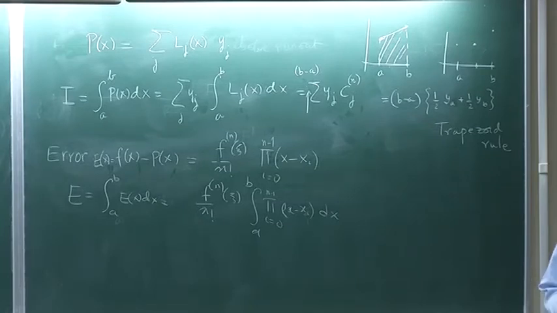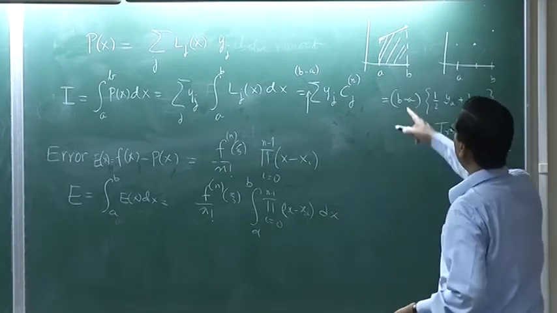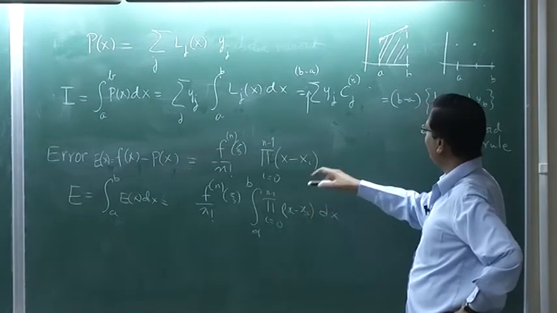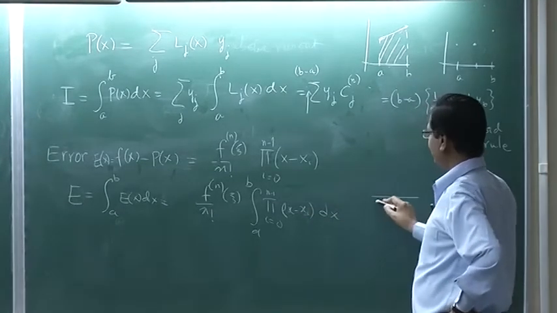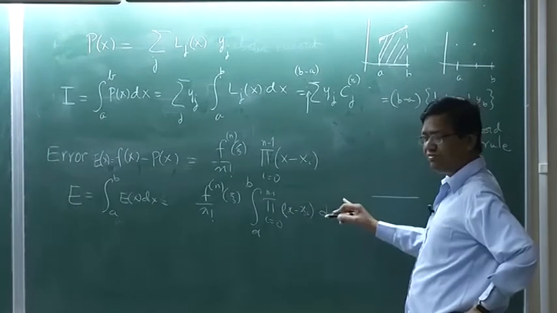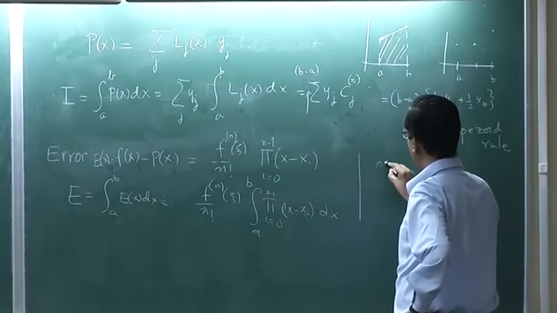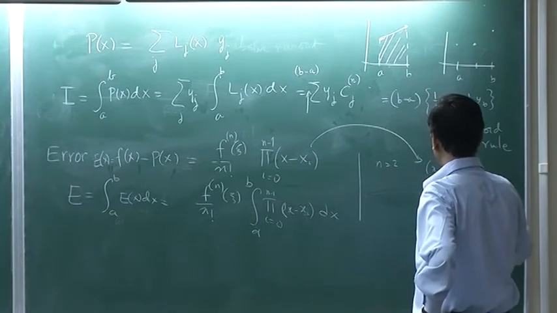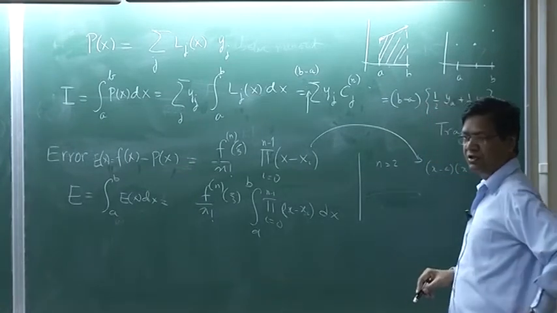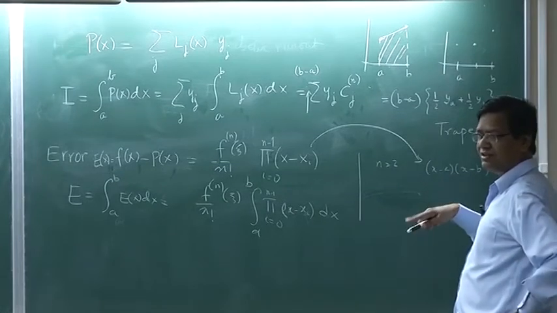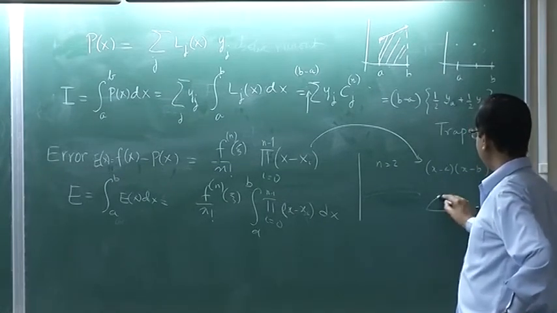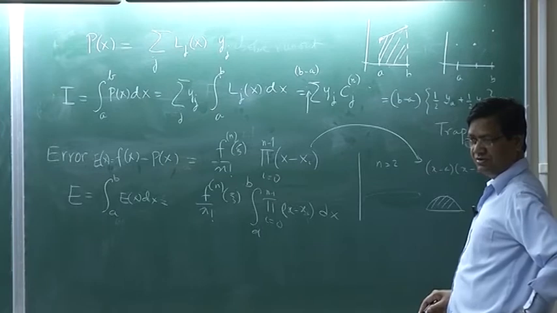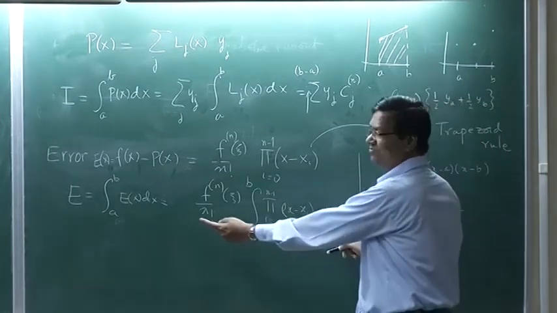Once I have done this integral, if there are only 2 points, then the error is finite, because this function will be, for n equal to 2, let us write n equal to 2, x minus a, x minus b. So this is 0 at both ends, but it is quadratic in between. So this function looks like that. So the area under the curve is finite. Okay, so that is this non-zero value.